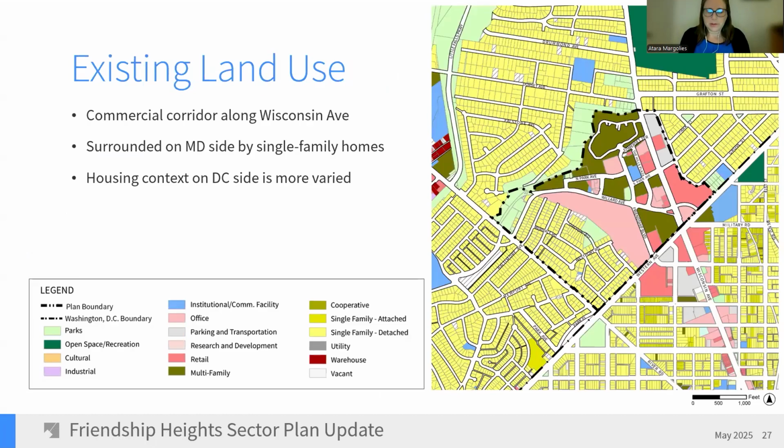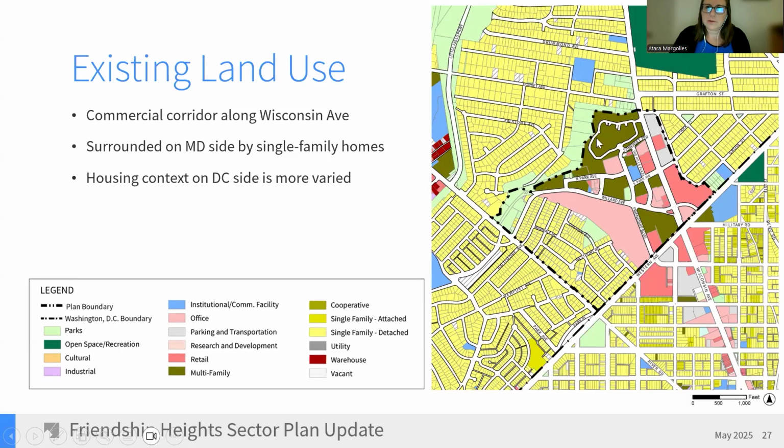Friendship Heights is a mixed-use area with commercial uses lining the Wisconsin Avenue corridor as it extends into the district. And you can see that here. This is Wisconsin. This is DC. This is Maryland. And the pink and the light pink and the dark pink is sort of office and retail. And you see that spine extending pretty far down Wisconsin.